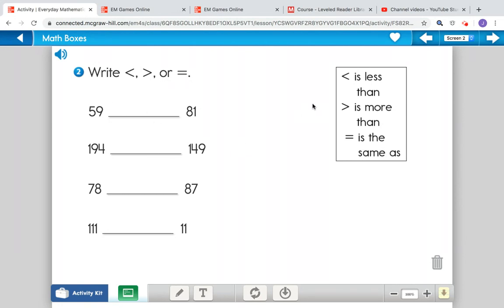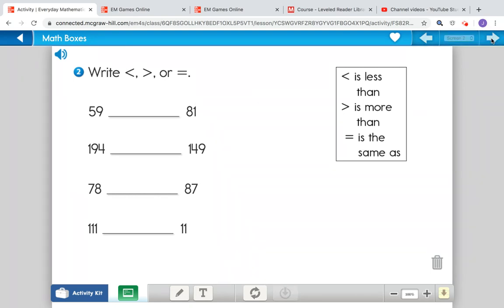So what we're doing is we know that this symbol means less than. When the alligator is eating the bigger number, it's more than. And equals means that it's the same. It's the same exact number. So I want you to put the correct symbol on the line.